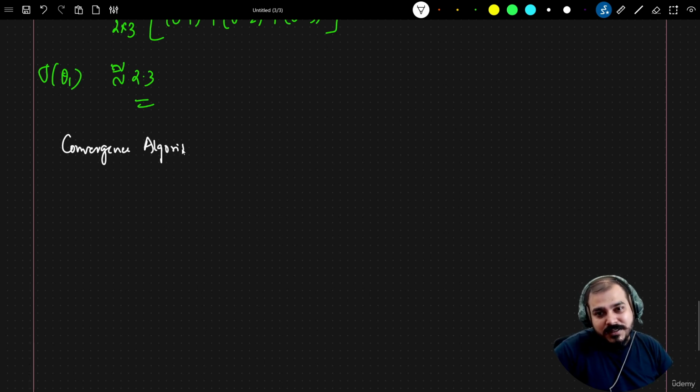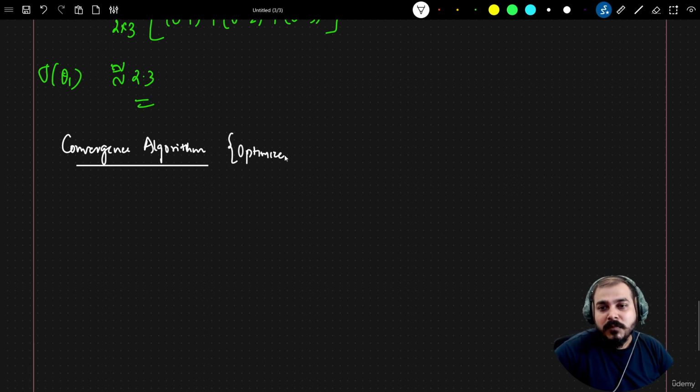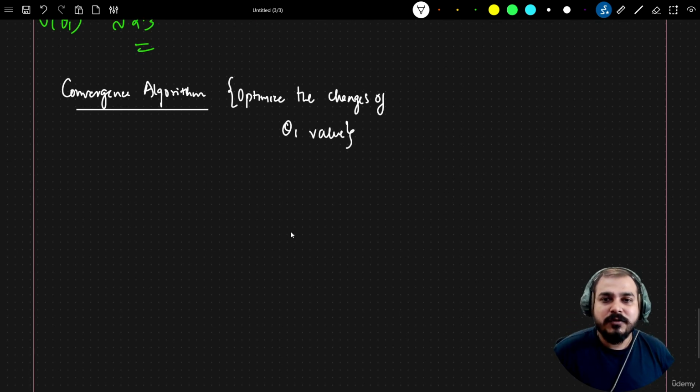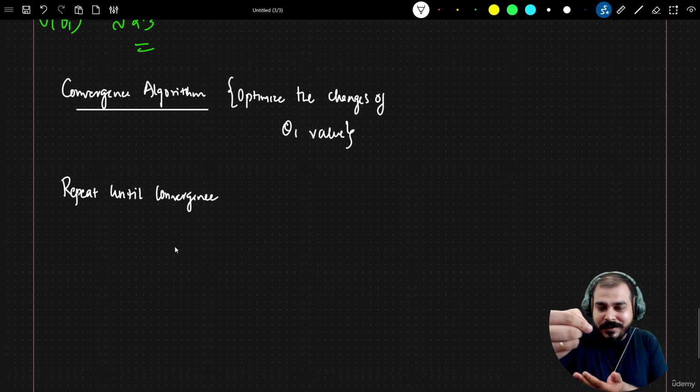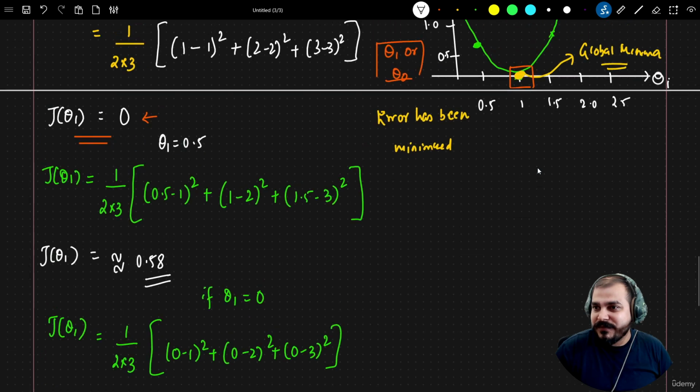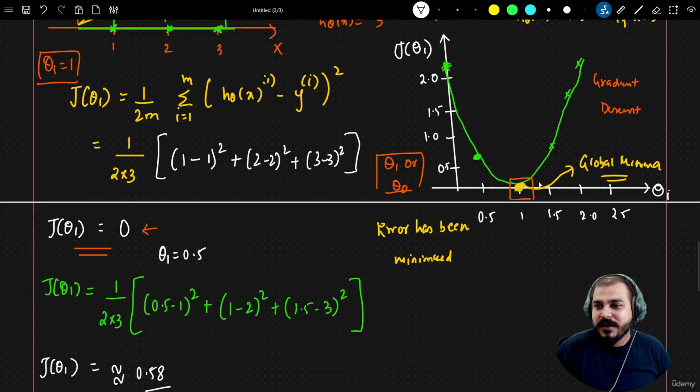So this is the convergence algorithm, and its main aim is to optimize the changes of the theta 1 value, which is my slope in this particular problem statement. So what does the convergence algorithm say? It says repeat until convergence. Until convergence basically means until we reach the global minima, this specific global minima point.